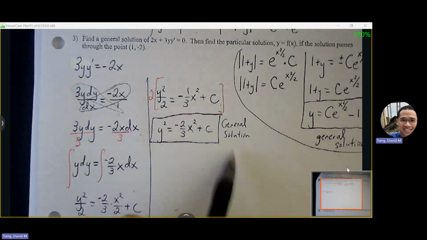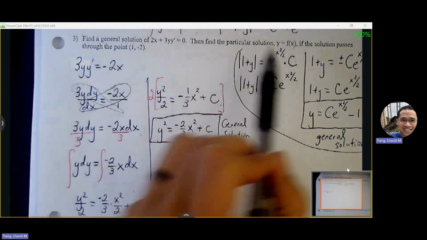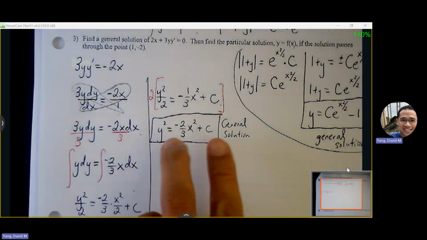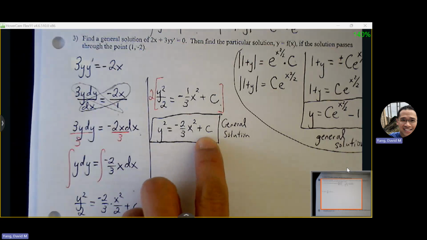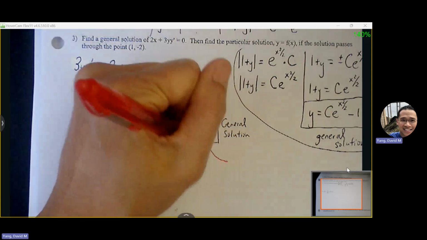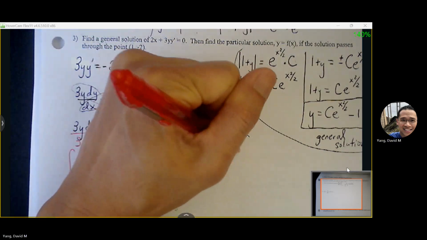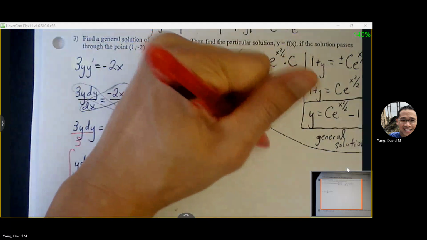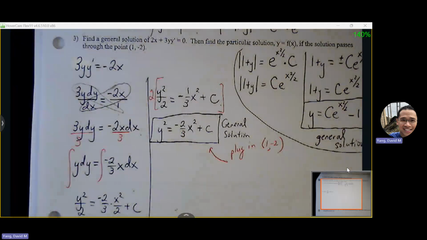So now let's move towards a specific solution or particular solution. We're going to start involving that ordered pair, 1 and -2. We're going to plug that in, solve for c, and once we solve for c, we can update the c with the number that we found. Okay, so our next step, we're going to plug in 1, -2: 1 in for x, -2 in for y.